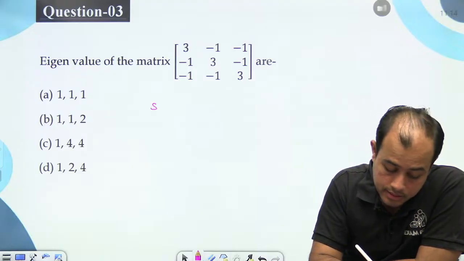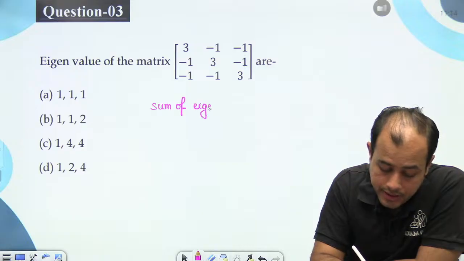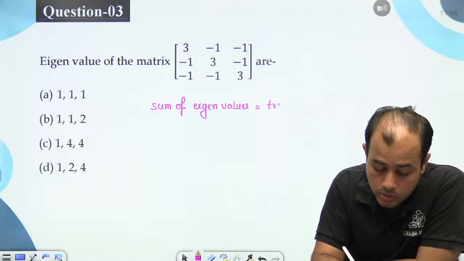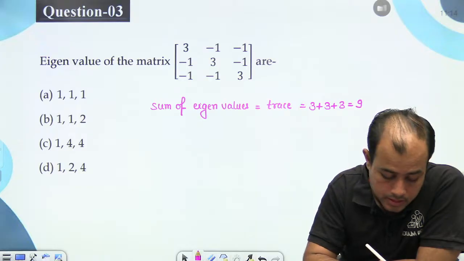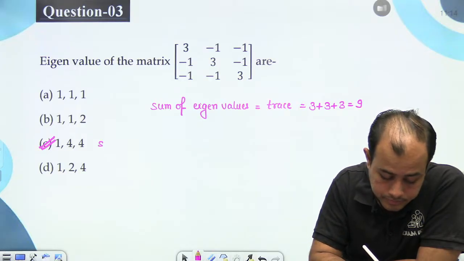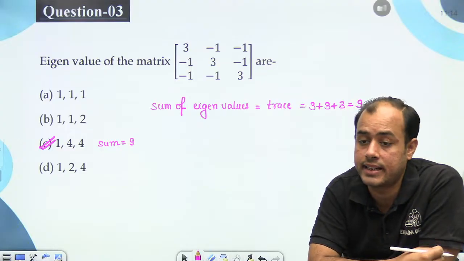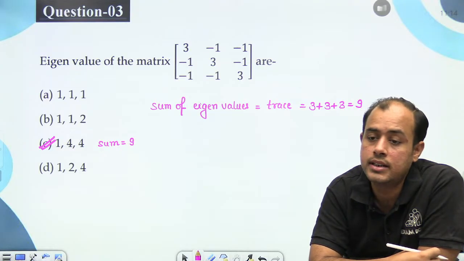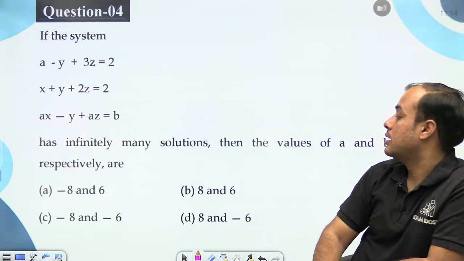Now this is very easy. Sum of eigenvalues is equal to trace. So the answer is C. Only option C satisfies this criteria that the sum is equal to trace. You don't have to solve it completely.